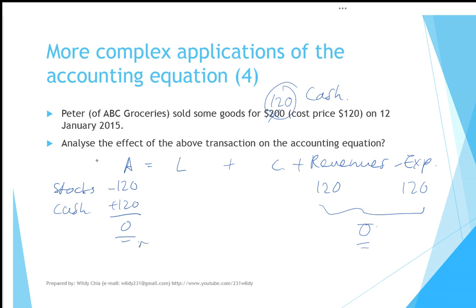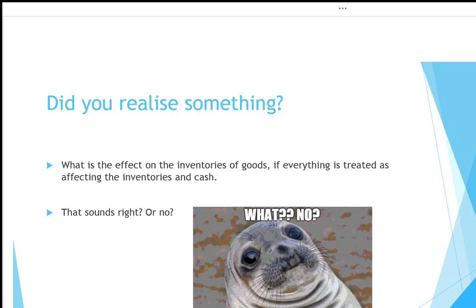Now notice the rule here is that the accounting equation is always balanced after any kind of transaction, right? And the effect is always equal on the left and right. The total effect on the left and total effect on the right must always be equal. So did you realize something?